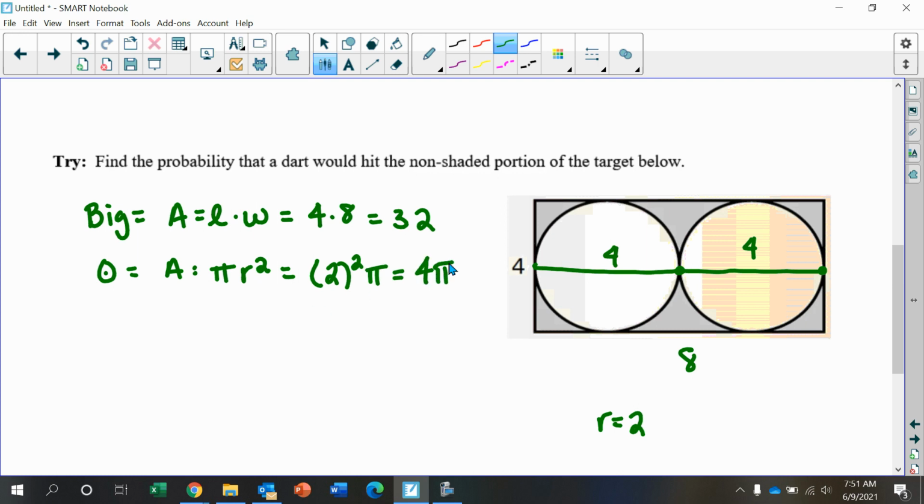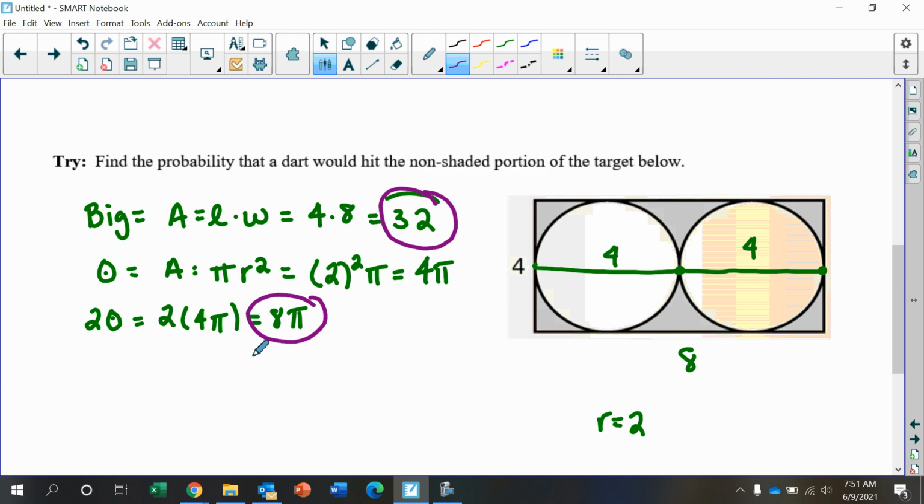Okay, but again, I don't have one circle. All I have is 2 circles. Okay, so I have 2 circles, which are going to be 2 times 4 pi, which gives me 8 pi. Okay, so my probability, I'm focusing on the 32, and I'm focusing on the 8 pi. All you're doing is taking your 8 pi and putting it over 32.